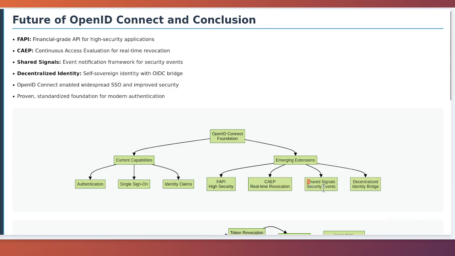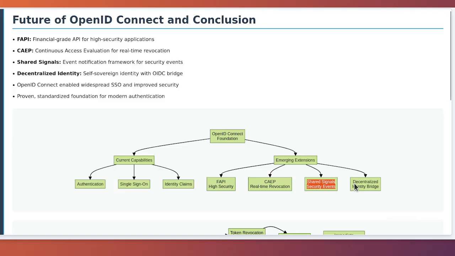Shared Signals and Events Framework generalizes the event notification mechanism pioneered in CAEP, enabling identity providers and relying parties to share a wide variety of security-relevant events beyond just token revocation. These might include suspicious login attempts, password changes, device compromise indicators, or compliance violations. Applications that receive these signals can adapt their behavior dynamically, requiring step-up authentication when risk increases, blocking access from compromised devices, or alerting security operations centers.